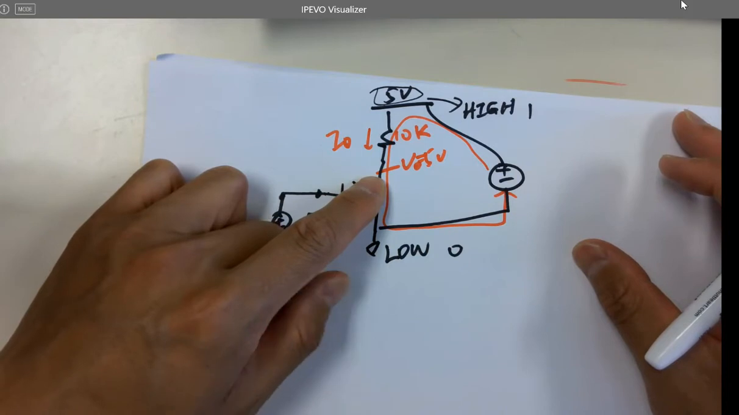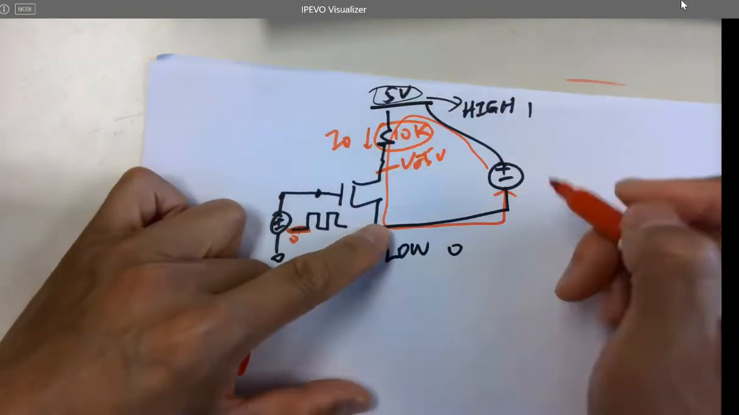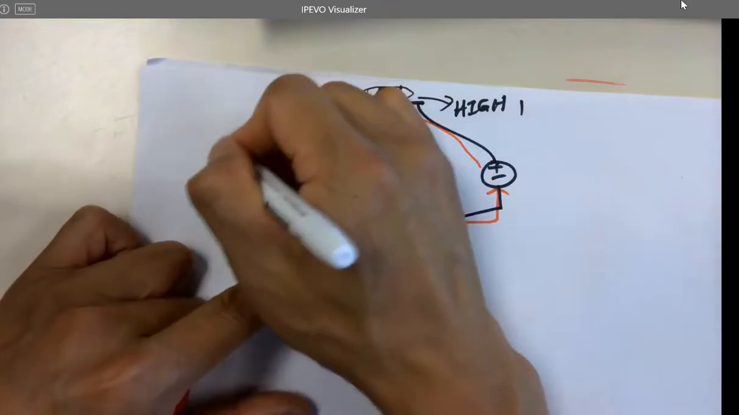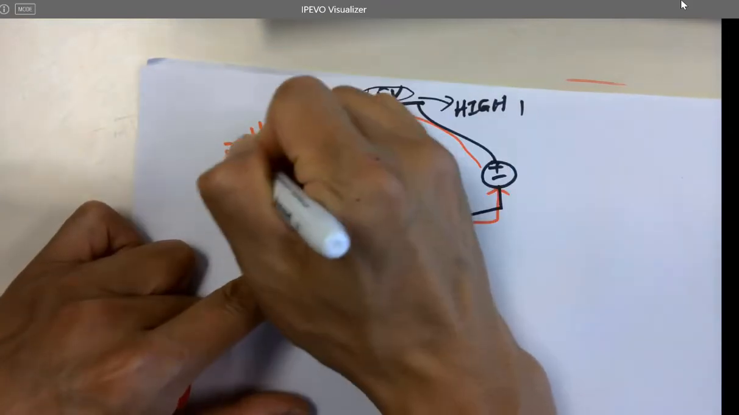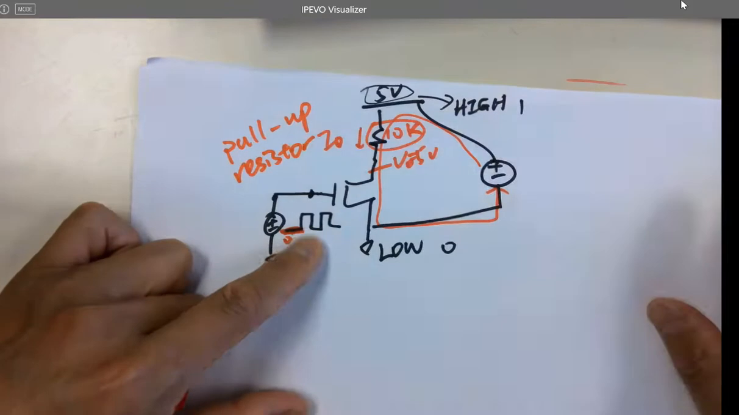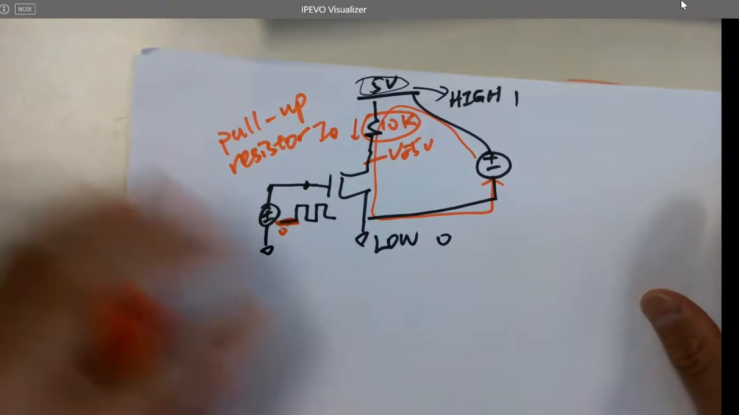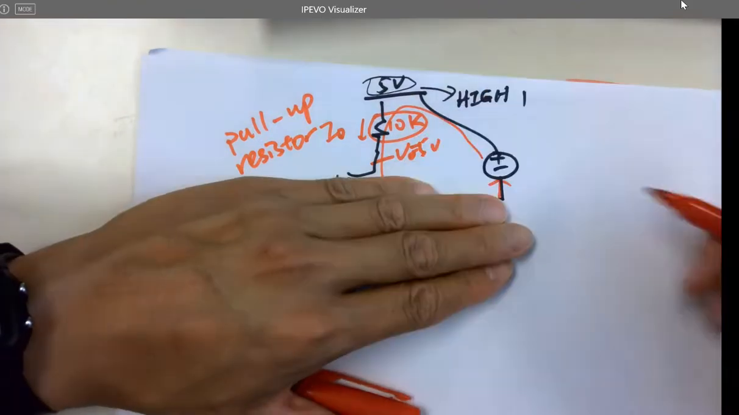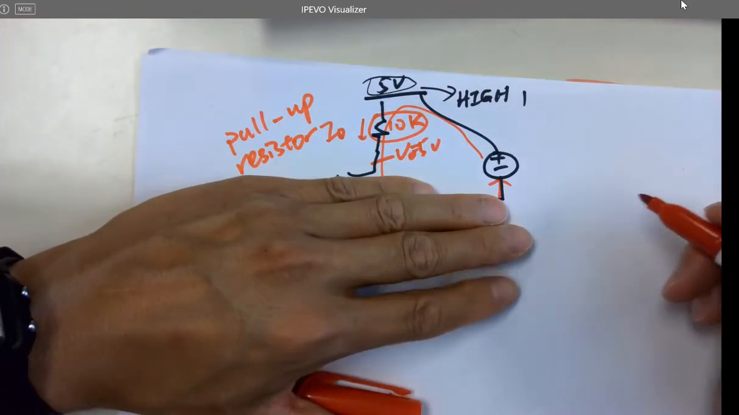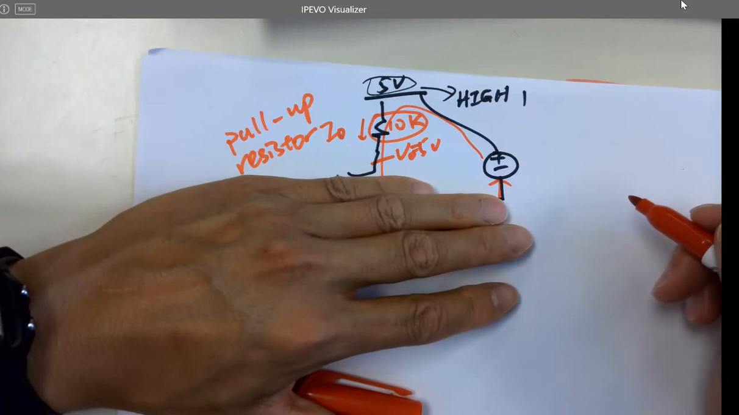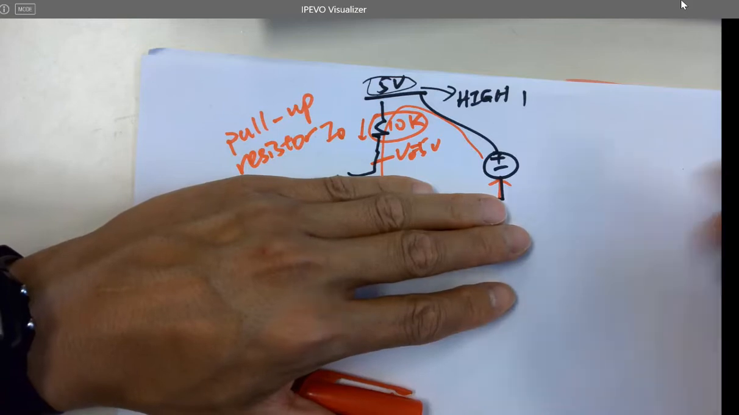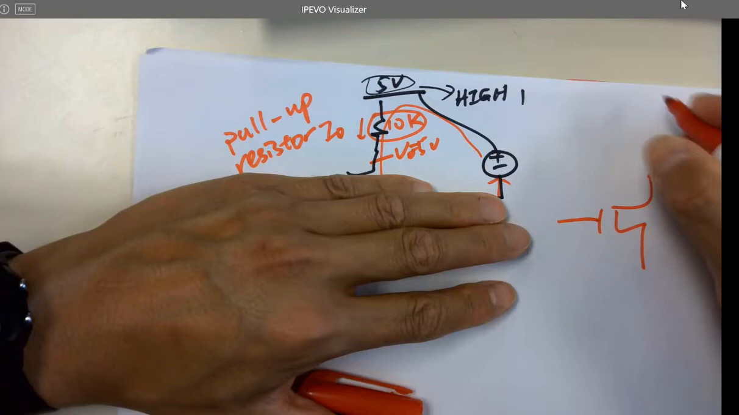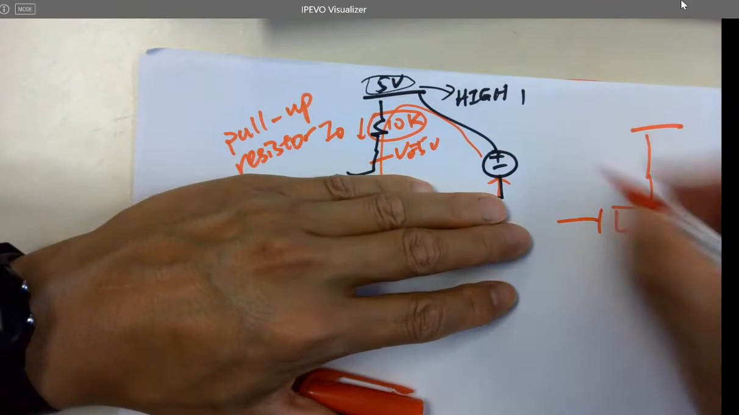Right? So this resistor is considered a pull-up resistor. Why is it a pull-up resistor? Whenever there's no current flowing in here, it pulls it up. So now let's look at this. Why do we need a pull-up resistor?